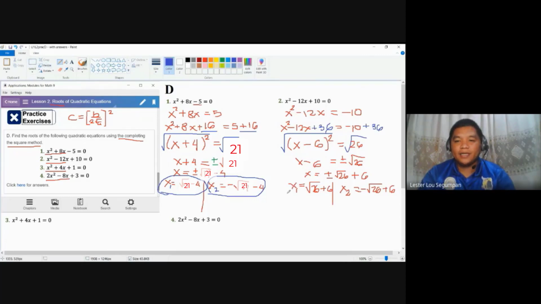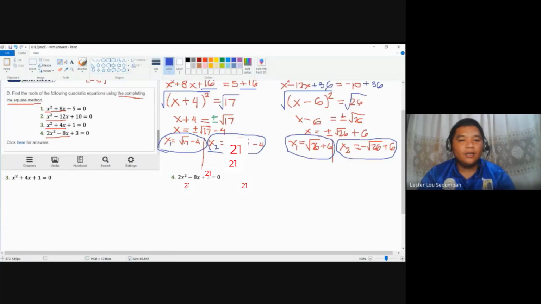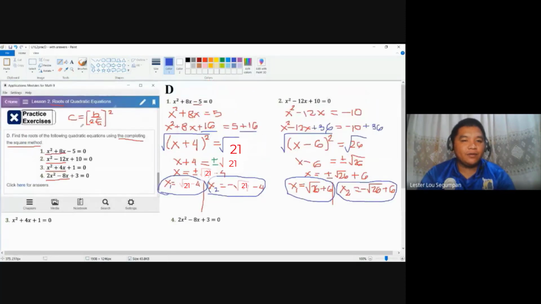Again, we expected that our roots will contain radical expressions. They cannot take the value of any rational number, maybe an integer or fraction, because the quadratic equation is not factorable. Number three. For number three, we'll use the same formula here.